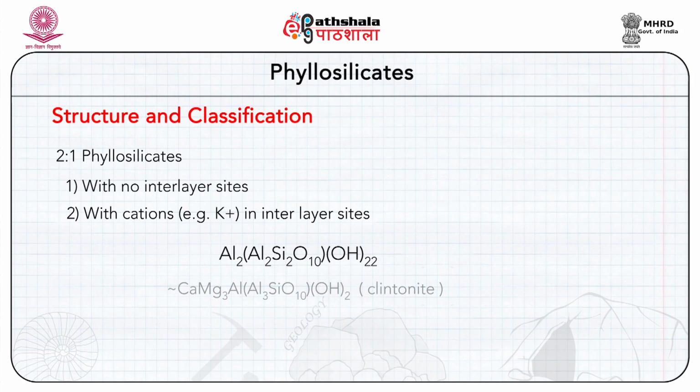The trioctahedral variety of brittle mica is known as clintonite with a formula of CaMg2Al(Al3SiO10)(OH)2. In this structure, 1/3 of the octahedral sites contain Al3+, the excess charge being balanced by the substitution of additional Al3+ for Si4+ in the tetrahedral site.